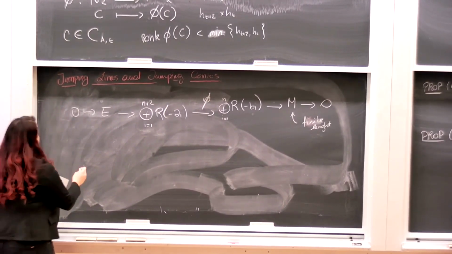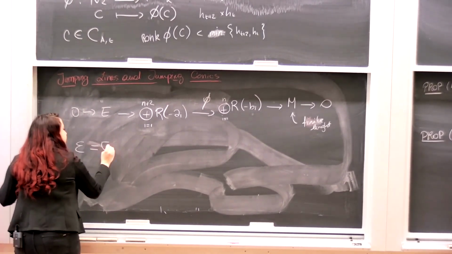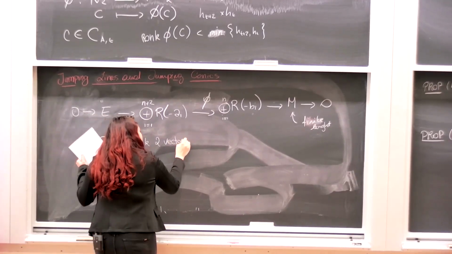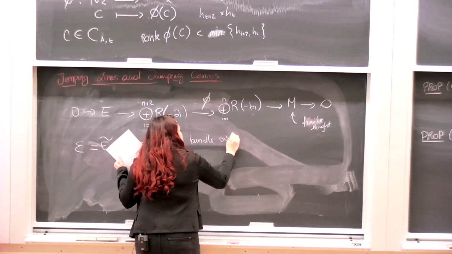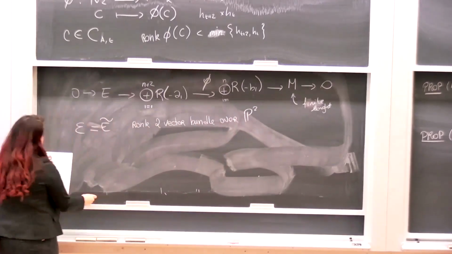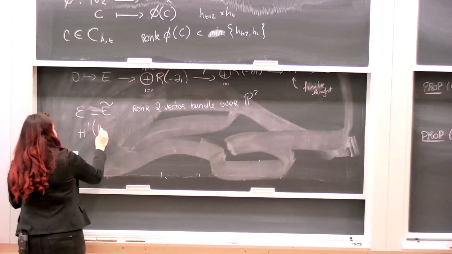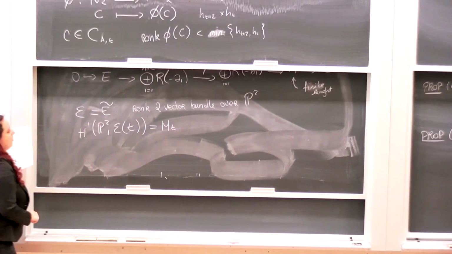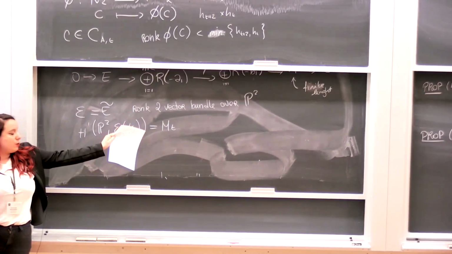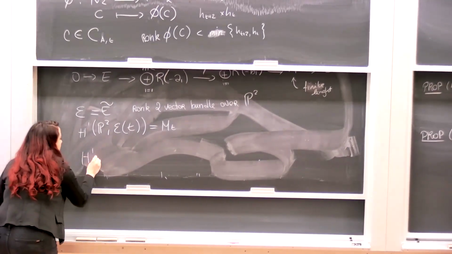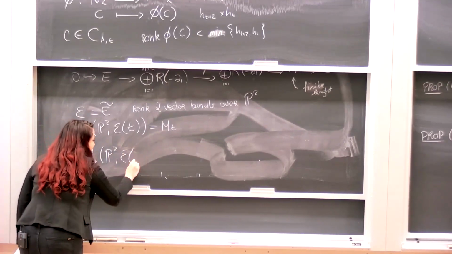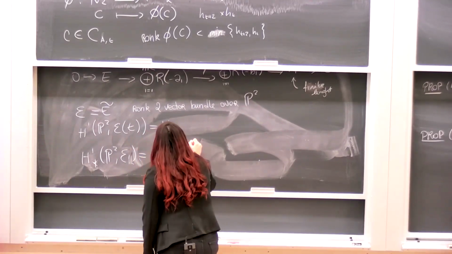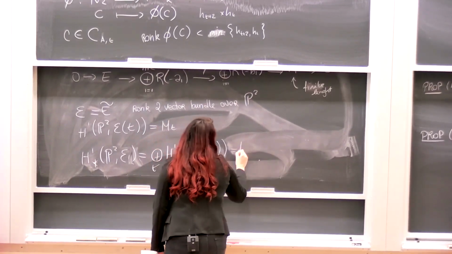And so we can actually see that E is the sheafification of this, a rank 2 vector bundle over P2, and we have that for each T, the first cohomology module of E shifted by T is exactly the homogeneous part of degree T of M. Therefore, if I take the graded cohomology module that is defined in general as this, it is the model that I start with.